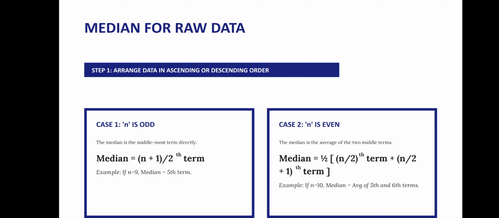Case number 2 says that when n is even, it means the number of observations is even, then the formula for median is different. It is half of the n by 2 th term plus the n by 2 plus 1 th term. It means that if n is equal to 10, then the median is equal to the average of the 5th and 6th term arranged in ascending order.